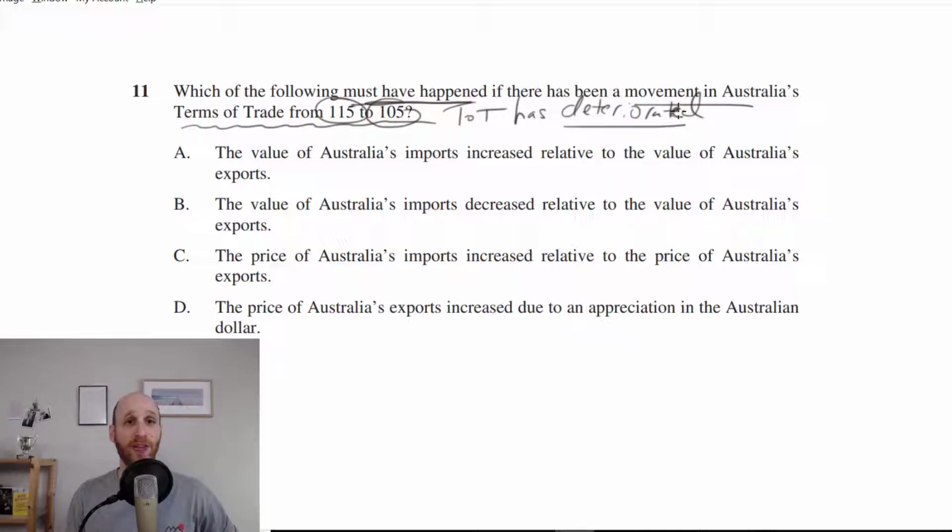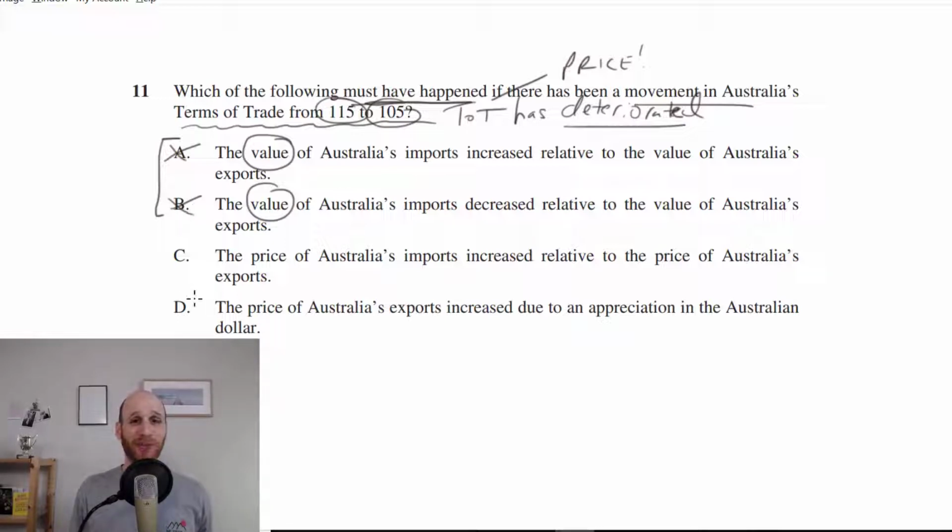So the terms of trade has deteriorated. So we know here that the price of exports has declined relative to the price of imports. Now remember that the terms of trade is all about price. So can you see here for A and B that the key term here is value? The value is not something that is covered by the terms of trade. So we can just discount A and B right from the start.